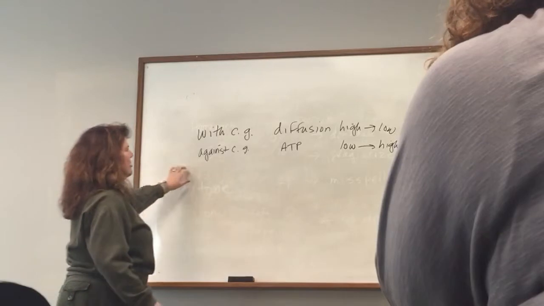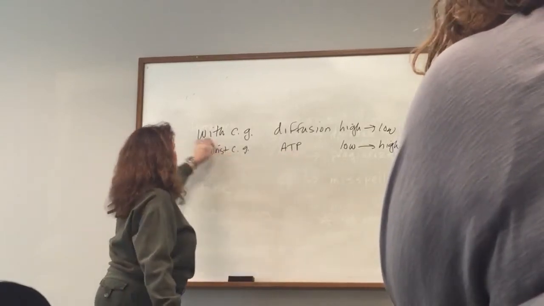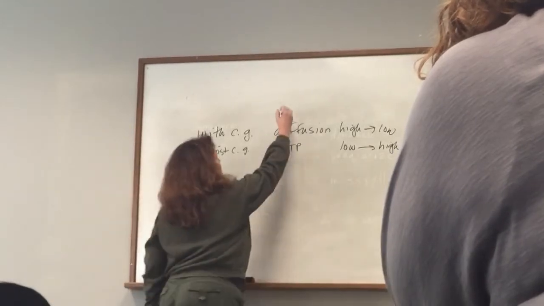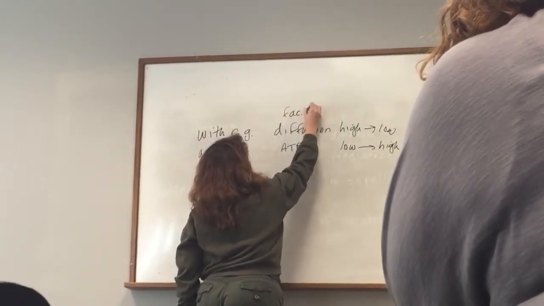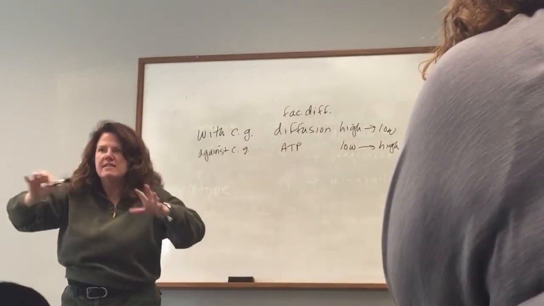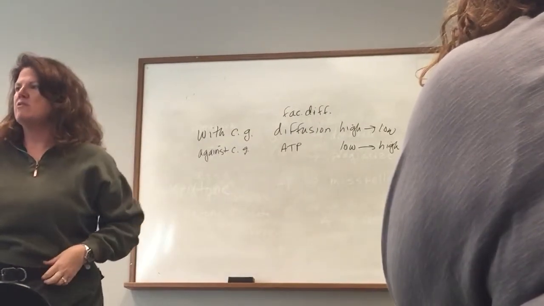So against the concentration gradient is always going to use ATP. With the concentration gradient is going to be passive. So it's either simple diffusion or facilitated diffusion, whichever. Depends on, what does it depend on? When will we need facilitated diffusion? What does that mean? Let's review that.